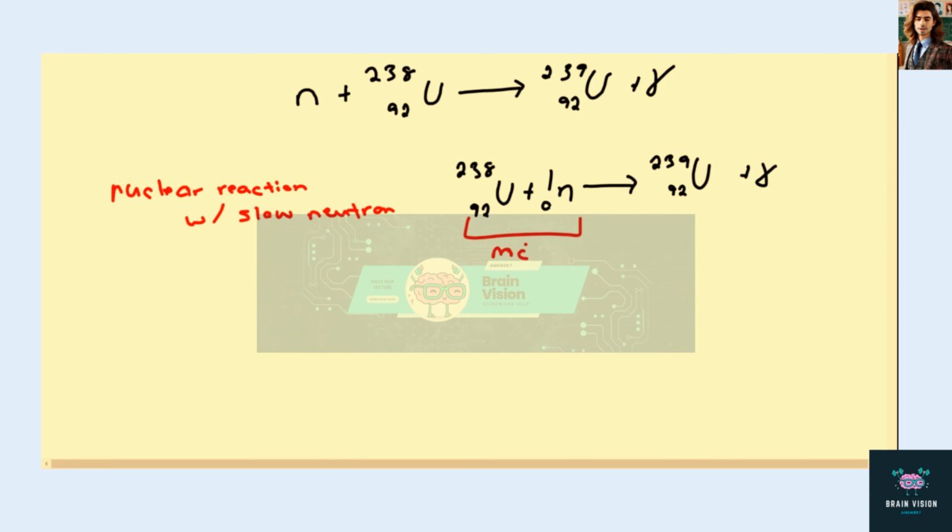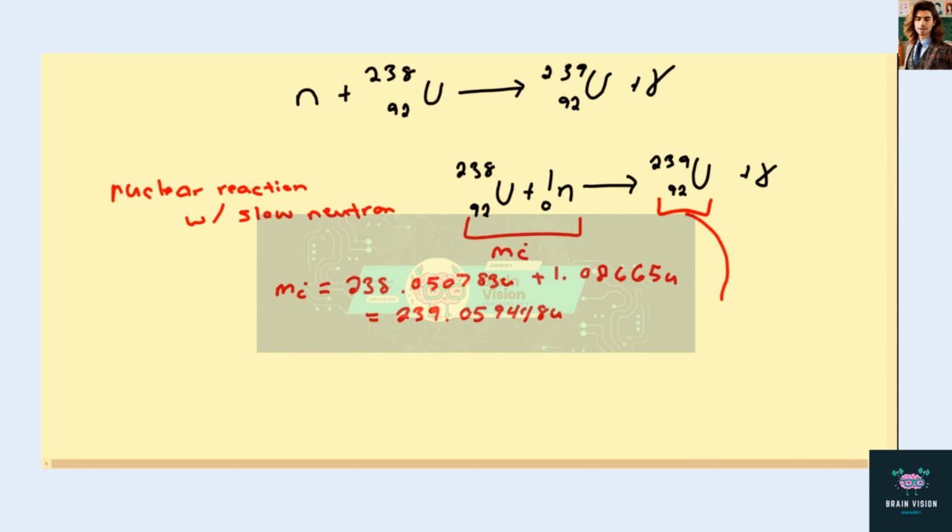And we can easily find that by just doing the neutron plus the mass of uranium here, which is going to be 238.0500783 U plus 1.08665 U. And this is going to equal 239.0594448 U. And this atomic mass is given to us as 239.0542888 U. And we don't need to worry about this.